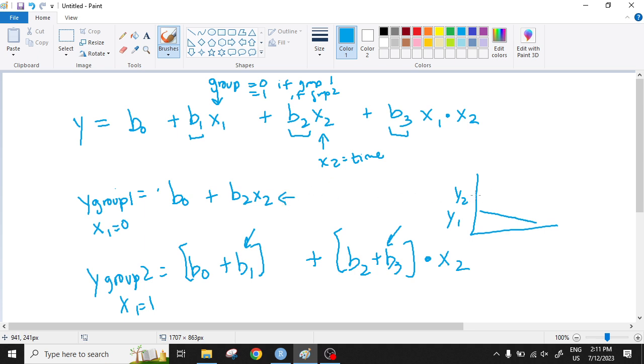And then we have this other line that starts at b0 plus b1. Now remember, b1 could be positive or negative. So b1 could be negative, so you push it down instead. But b0 plus b1, so this increase, you're going to start up here somewhere.